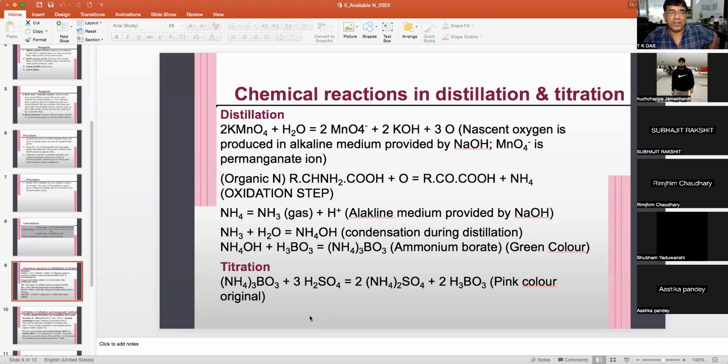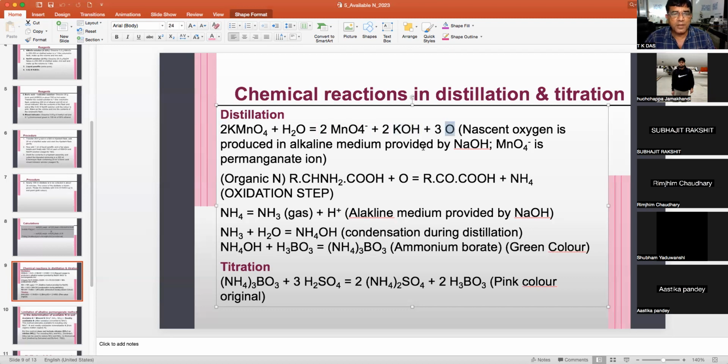So here, the reactions, because we go straight to the distillation. We have taken the soil sample, added some water, then added KMnO4 as well as sodium hydroxide. So what is happening in the Kjeldahl flask before you start the heating? You can see 2 KMnO4. This is just to balance the reaction. Plus water, you have added water, and this permanganate ion is produced, plus potassium hydroxide, 2 KOH, plus 3 O.